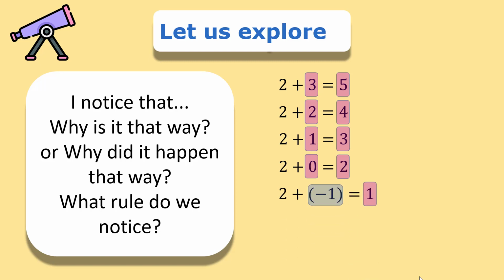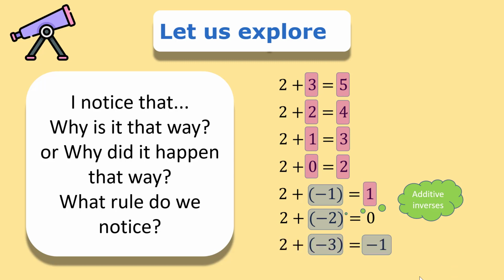But if you add a negative number, you start on 2 and you move 1 position to the left. So 2 plus a negative 1 is the same as 2 minus 1. And 2 plus a negative 2 is the same as 2 minus 2. And these two numbers will then be additive inverses. 2 plus a negative 3 is negative 1. So notice, if you add a negative number and then without the sign, if the negative number is bigger than the positive number, your answer will be negative.